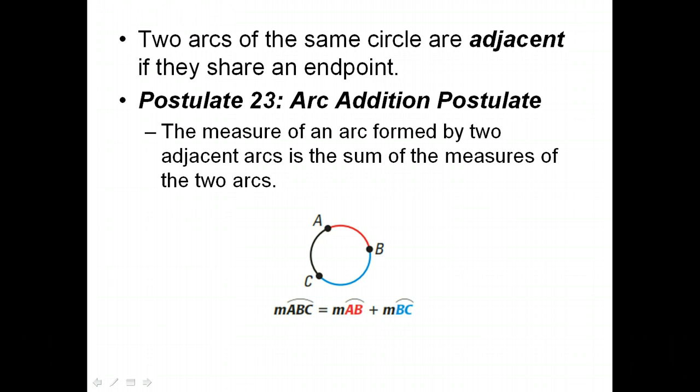2 arcs of the same circle are adjacent if they share an endpoint. We have a postulate, just like we had a segment addition postulate and an angle addition postulate, we have an arc addition postulate. The measure of an arc formed by 2 adjacent arcs is the sum of the measures of those 2. So if I want to go from A to B to C, I could either find the measure AC and subtract from 360, or if I know the measure of arc AB and arc BC, I could simply add those 2 together.